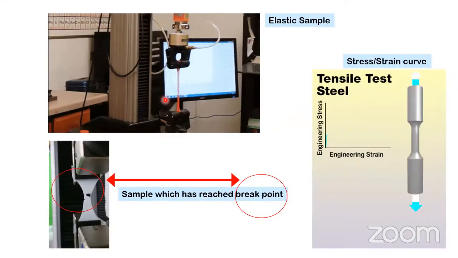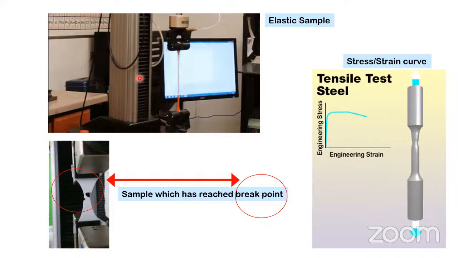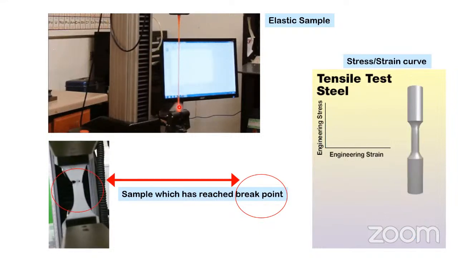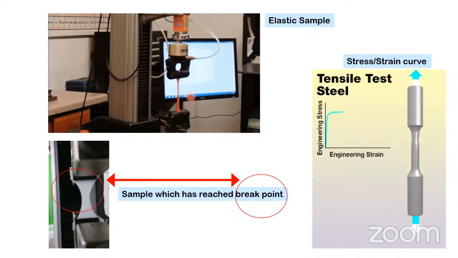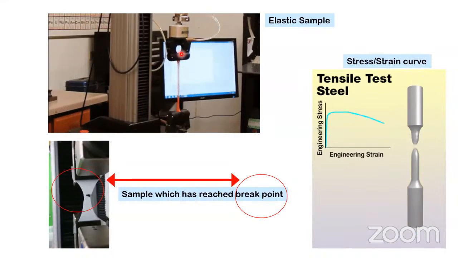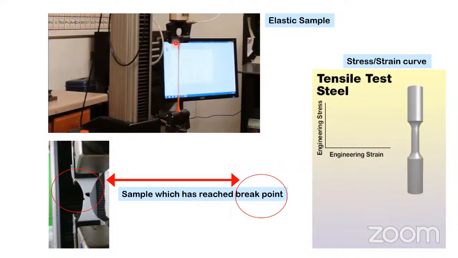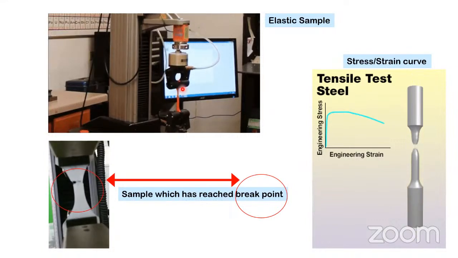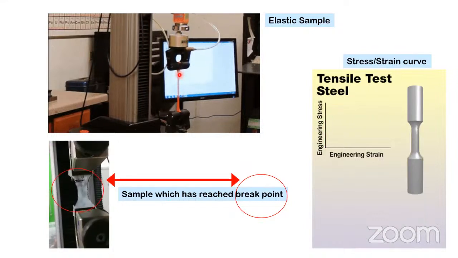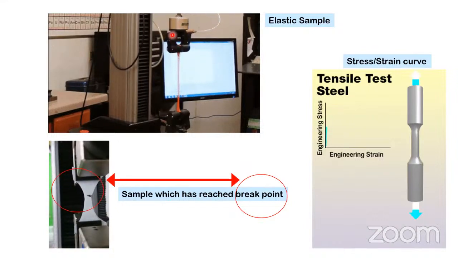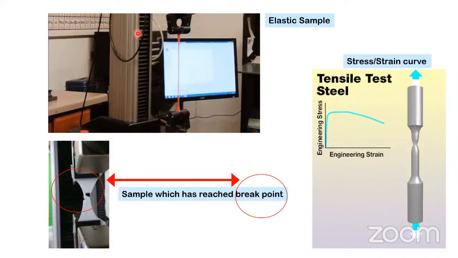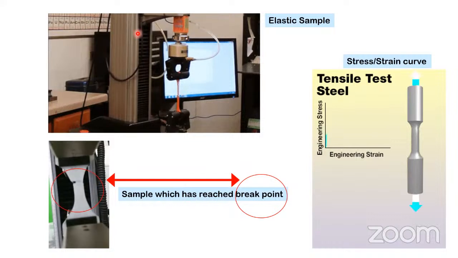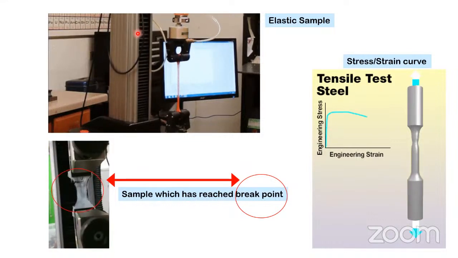So in this image, you can observe one machine. This machine is again the universal testing machine. You can see the sample has been clamped here, and the upper jaw, which we call the moving jaw, stretches that polymeric sample in the upward direction. Simultaneously, the load cell applied over that moving jaw calculates the force.